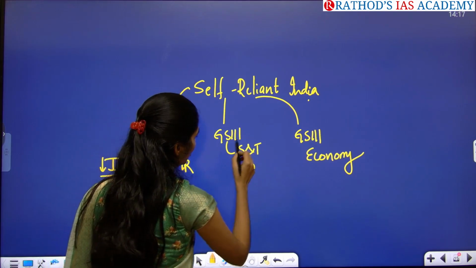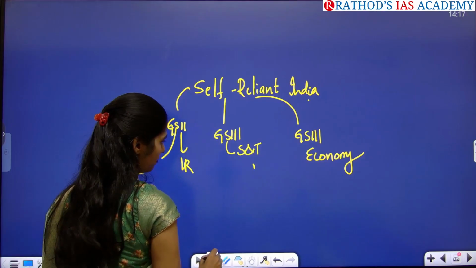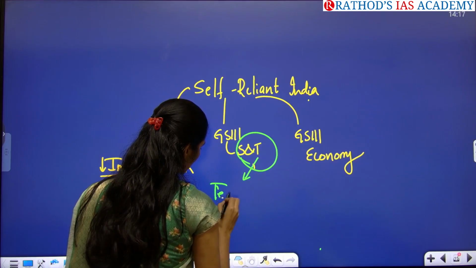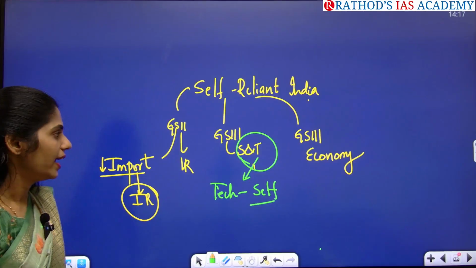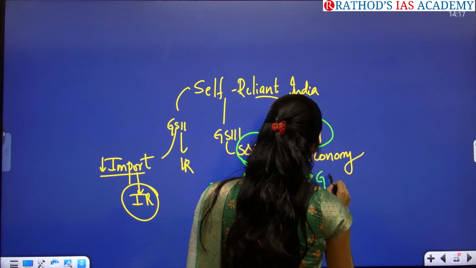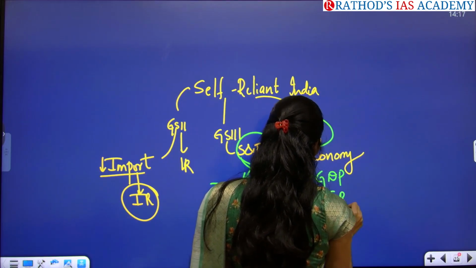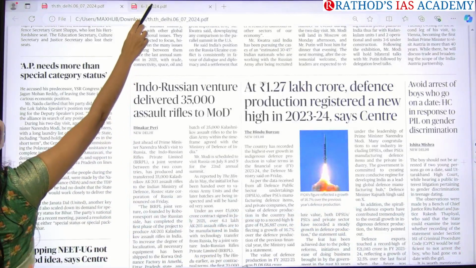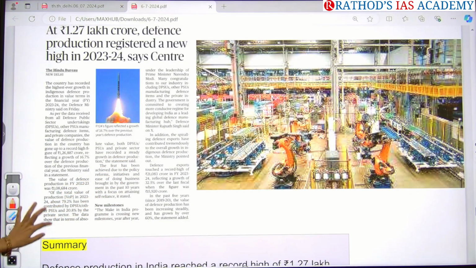From the science and technology point of view, you can add one dimension: by using technology, how India can become self-reliant. Next, you can look at GS Paper 3 under economy: how it is contributing to our GDP, and how we can save our forex reserves. These are very, very important, guys. Yes, now let us see this article in detail. You can see about the industry, how we are becoming self-reliant.